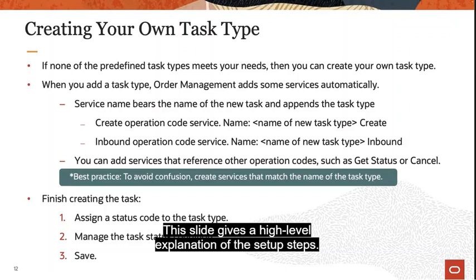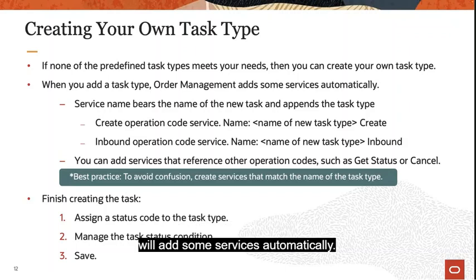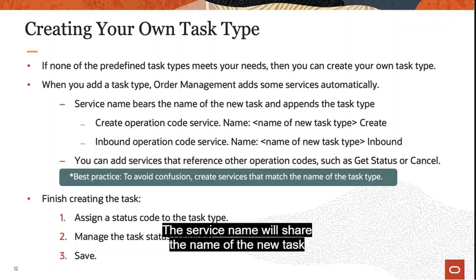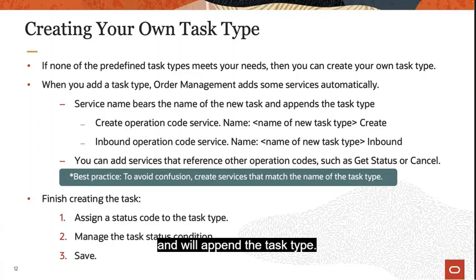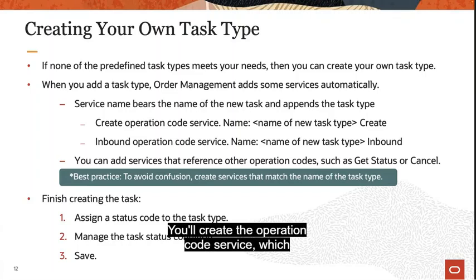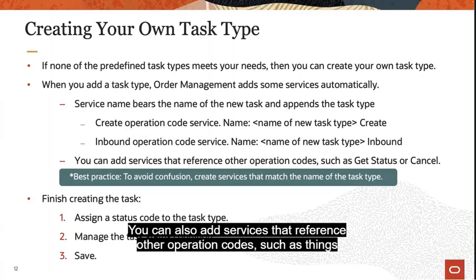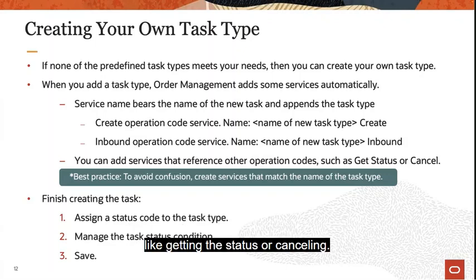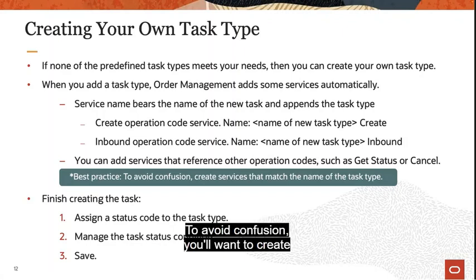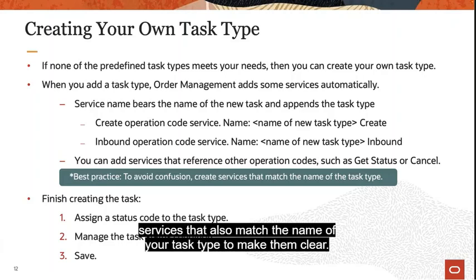When you do add a task type, Order Management will add some services automatically. The service name will share the name of the new task and will append the task type. You'll create the operation code service, which is the name of the new task type, and it'll also include the inbound operation code service. You can also add services that reference other operation codes, such as getting the status or canceling. Note the best practice. To avoid confusion, you'll want to create services that also match the name of your task type to make them clear.